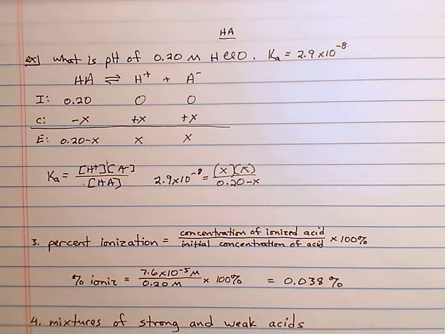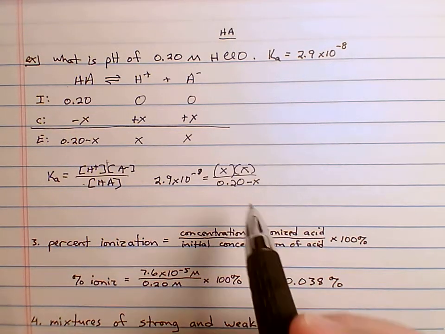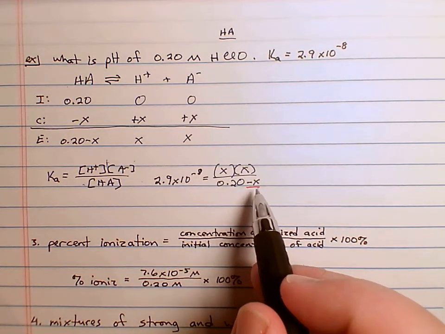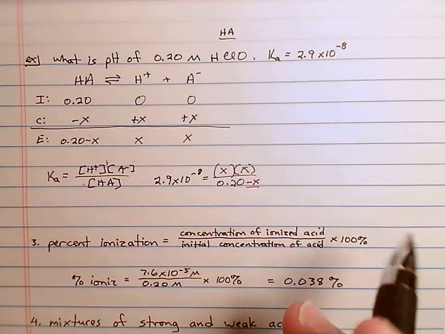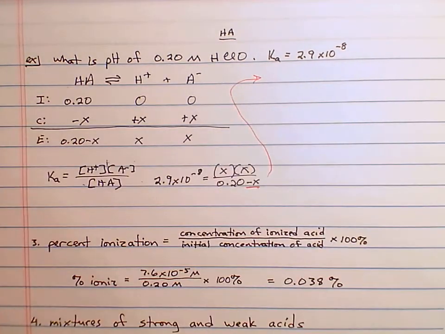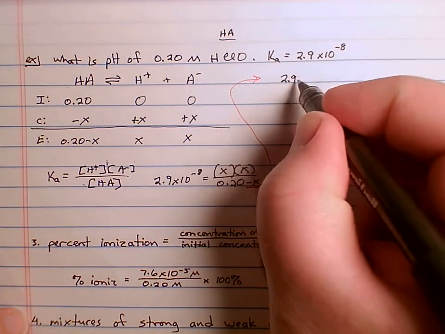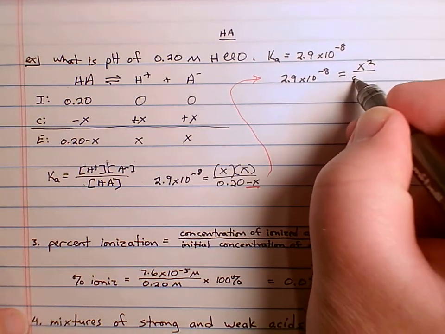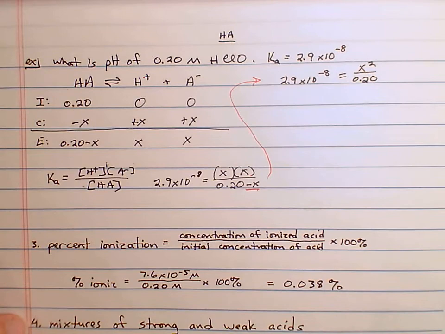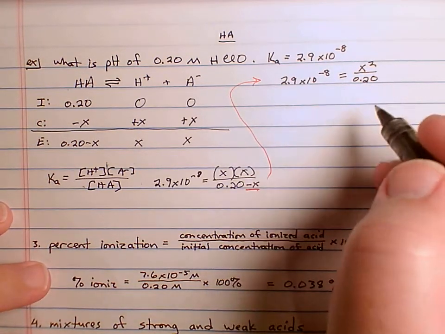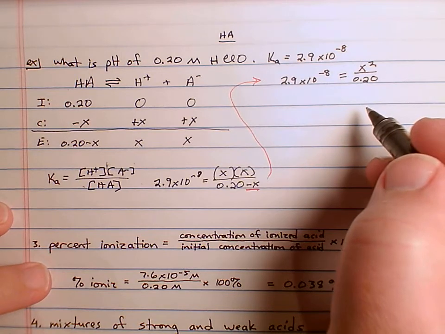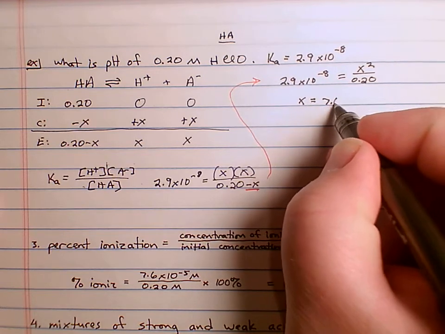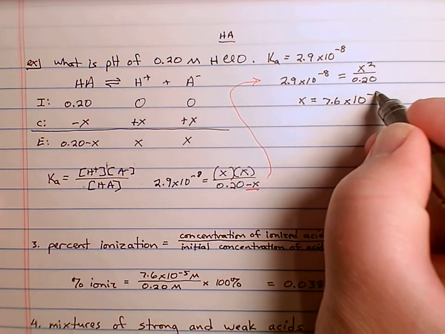Well, the question is, can we ignore this minus X? Because we're going to quadratic land if we can't, but, oh yeah, this is 10 to the minus 8th, 0.2. Sure, we can ignore this minus X. So moving all this up here, we get 2.9 times 10 to the minus 8th equals X squared over 0.20. Working out a little math, you should multiply 0.2 by 2.9 times 10 to the minus 8th and square root. You should get that X equals 7.6 times 10 to the minus 5.